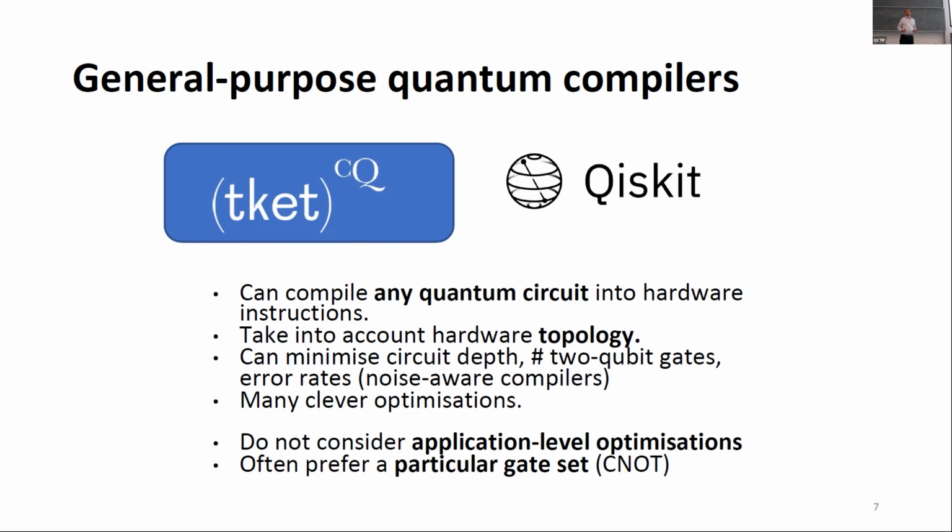And with Toucan, we wanted to take a different approach to the general compilers, which are very successful and which you'll find online. So here are 2 prominent examples. There's a compiler built into Qiskit, and also one called TKET, which has been developed by Cambridge Quantum. And these general purpose compilers are very powerful. You can throw any circuit at them. You can feed them with any sort of hardware constraints to specify your device, and they will produce runnable circuits. And they have very, very many clever optimizations built into them.